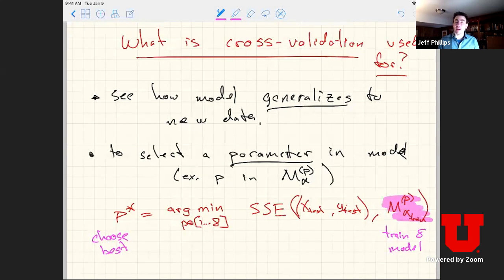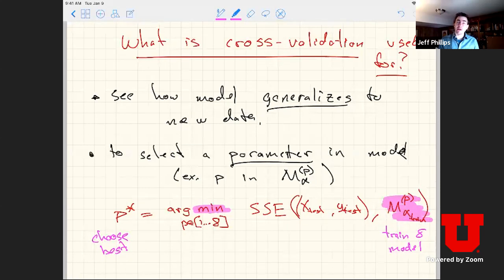So I'll choose the value p. Maybe in this case it was like 2 or 3, right? In the examples we had, 2 or 3 seemed to be the one that generalized best onto new data. Then I would choose the model that used that degree p. So I would choose the degree 2 model because that seemed to get the best score, the arg min, right?